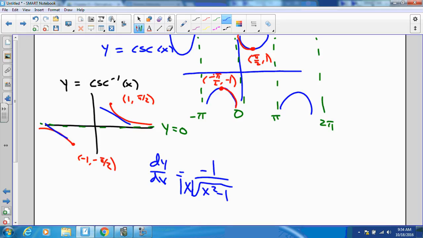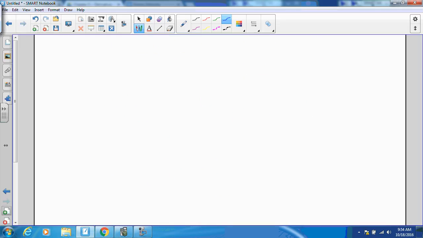Are we good so far? Okay. And what I'd like to do is to talk a little bit about constructing right triangles to represent these inverse trig functions so that we can solve various problems.